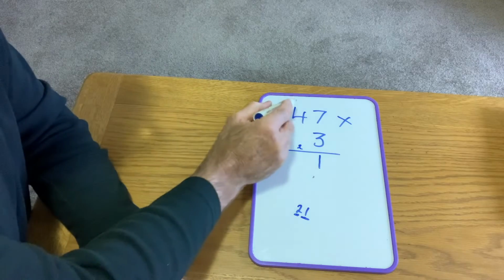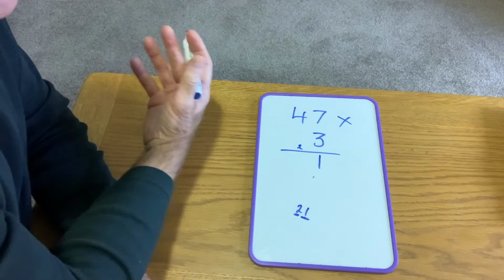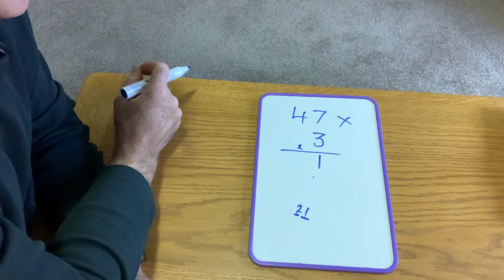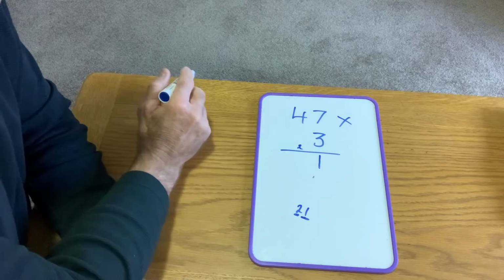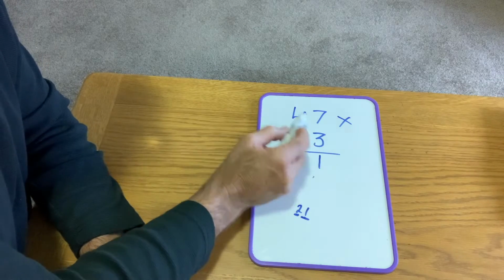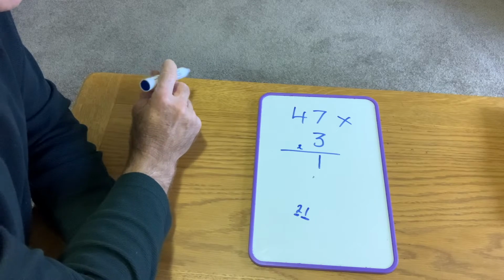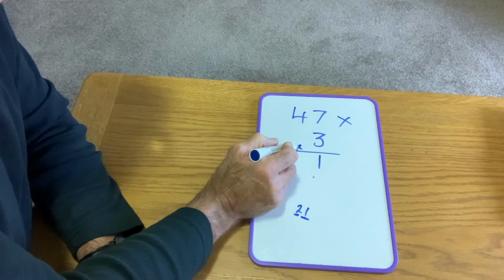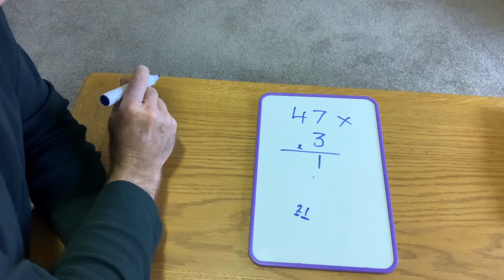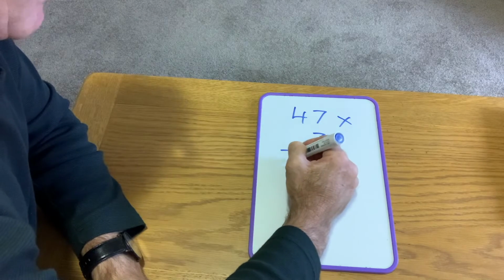And why there? I could put it up the top. It's horses for courses. People like putting it wherever they like. I like to separate it a bit. Now I'm going to say 3 ones times 4 tens. 3 times 4 is 12. Then I add the other 2 tens onto it. That gives me 14 tens.